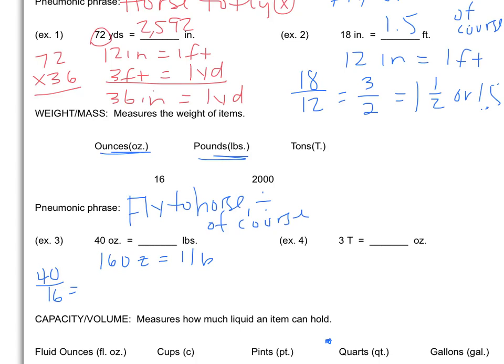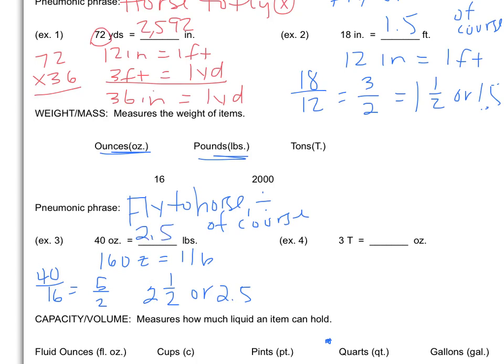40 and 16 are both divisible by 8. 40 divided by 8 is 5. 16 divided by 8 is 2. 2 goes into 5 two and 1/2 times, or you could do 2.5. Okay, then we're going to move on to this one.